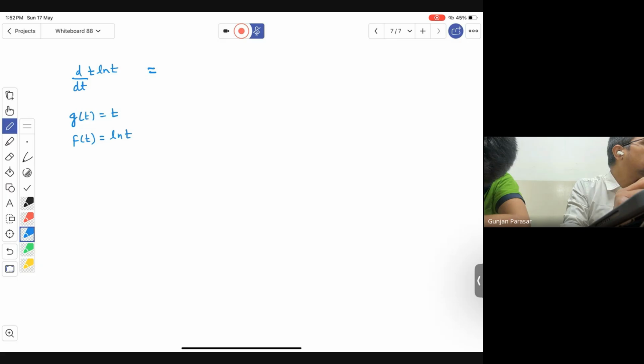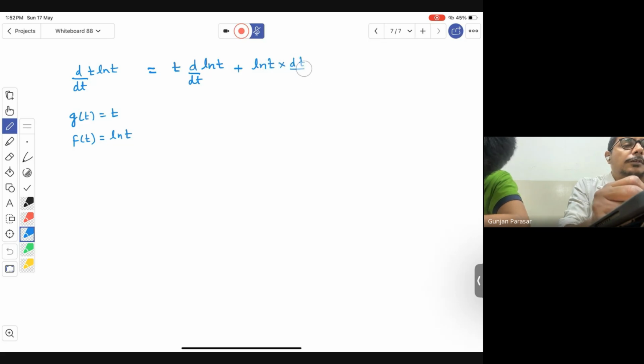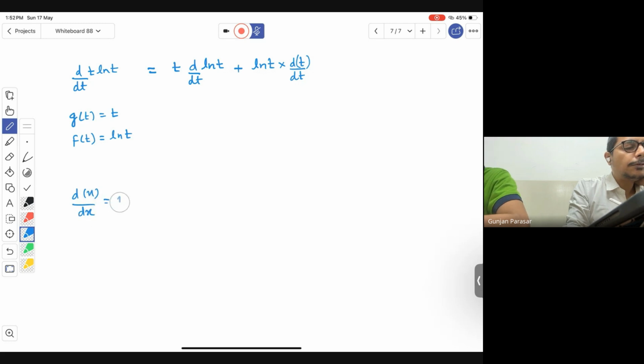So you will keep one of them as it is, and you will multiply it with the differentiation of the other one. So t into dy by dt of ln t, or log t, then reverse. ln t will be kept as it is, into the differentiation of t with respect to t. So what is the differentiation of x with respect to x? We found that in the starting, no? It is 1, and we can use this formula.